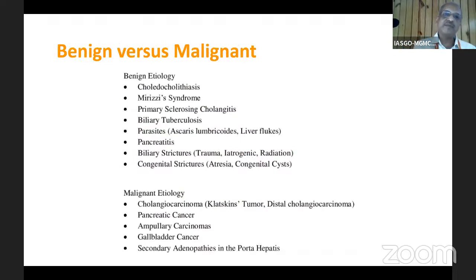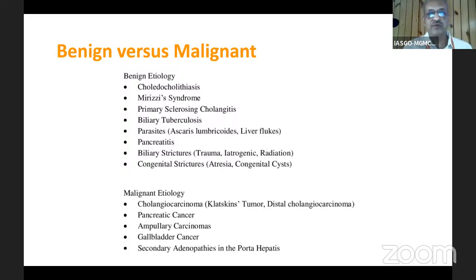Then the most important is benign versus malignant from the patient's perspective. So benign causes, again, the same things which I'll read out. Most common are CBD stones, Mirizzi syndrome, biliary tuberculosis. We all must have seen some cases in our practice. Sclerosing cholangitis, primary or secondary. Then parasites, most common is ascariasis. Then liver flukes, more common in East Asia, not that common. I have seen only 3 or 4 cases. I've seen more cases of ascaris, and that must be the same for all of you.